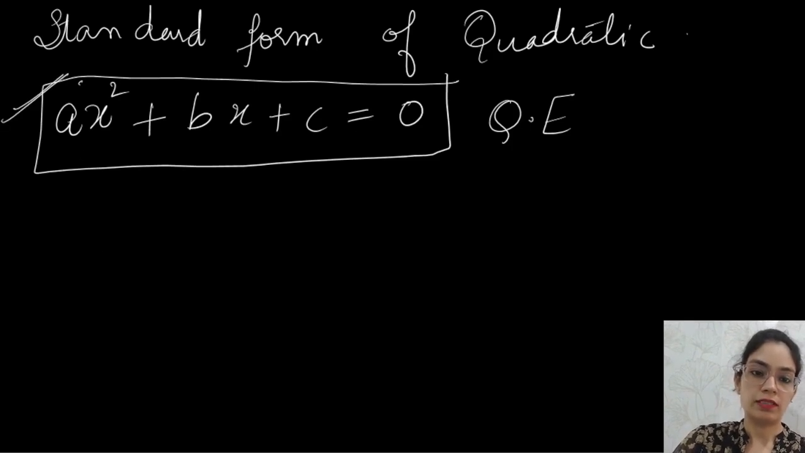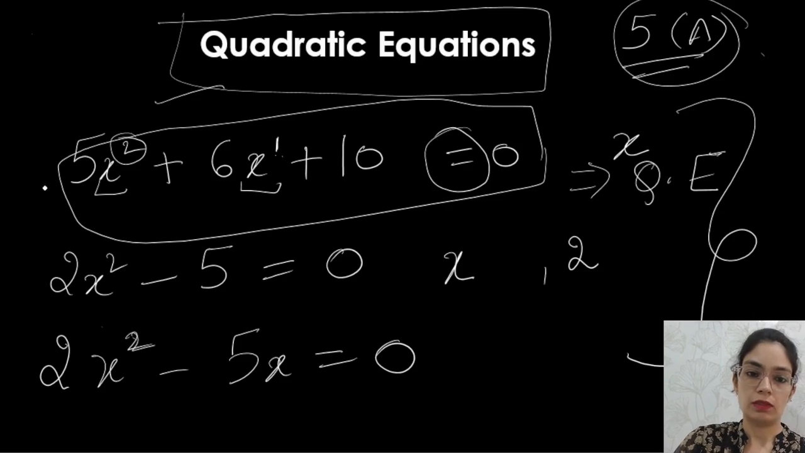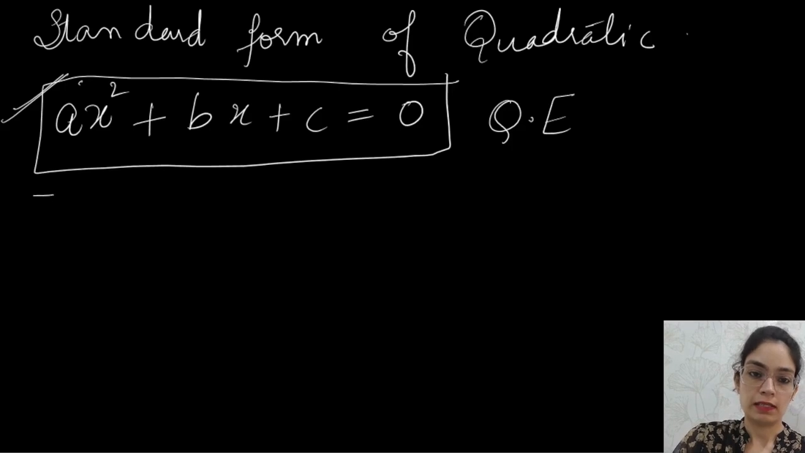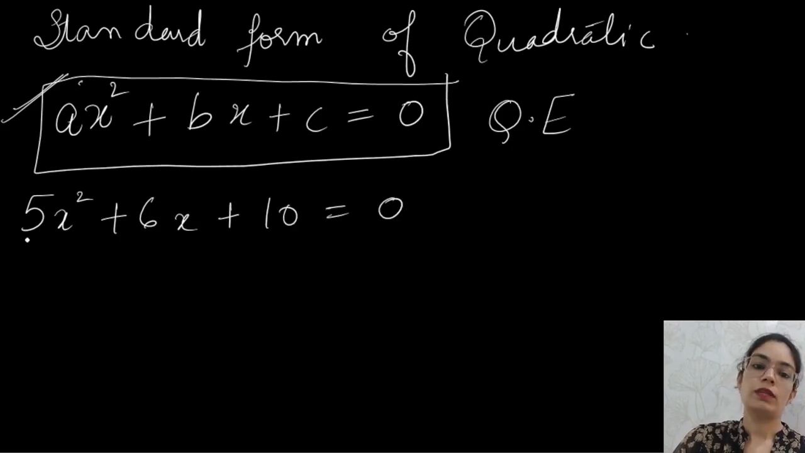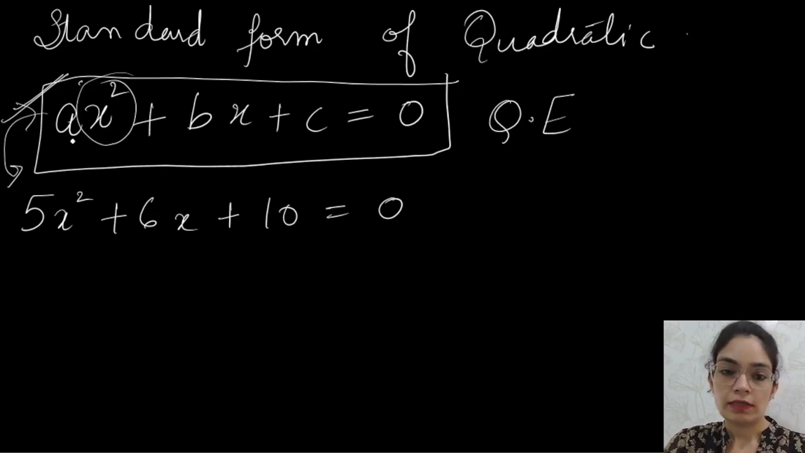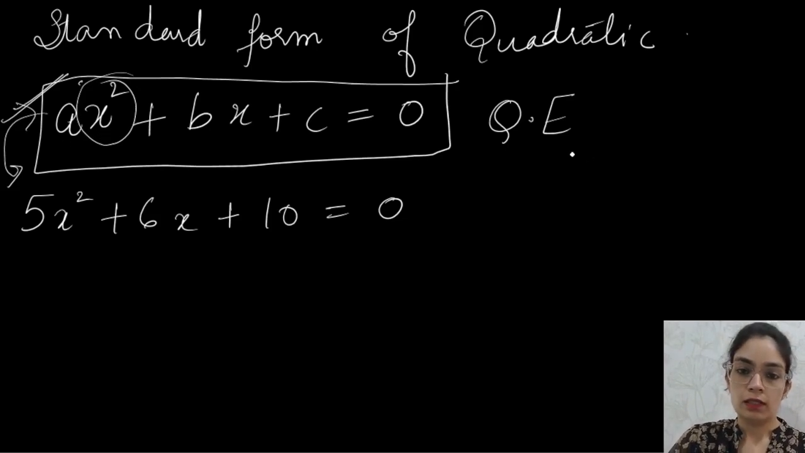The first example I gave is 5x square plus 6x plus 10 equals 0. If you compare this with the standard form, we can see the value of a. A is the coefficient, which means the number written next to x square. The number written next to x square is 5 here, so a equals 5.